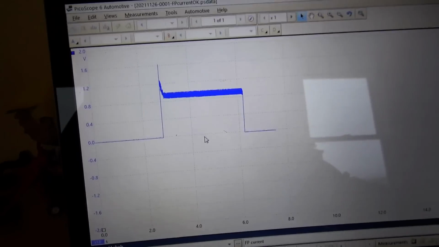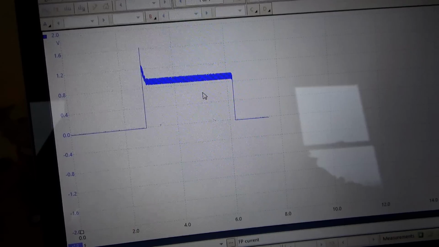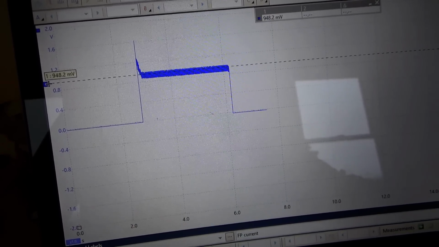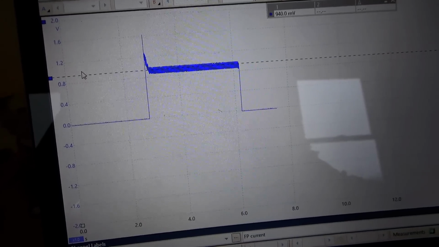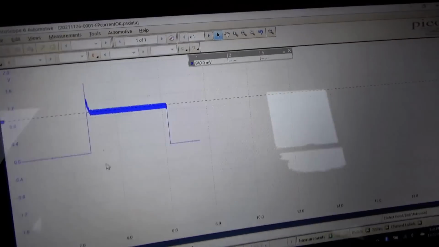Now I actually found a known good waveform in my own library. This is from my neighbor's 98 Chevy K1500, 5.7, same exact setup. Check out the current here: about 9.5 amps. So the weak pump is drawing a third of the current, putting out only half the pressure.